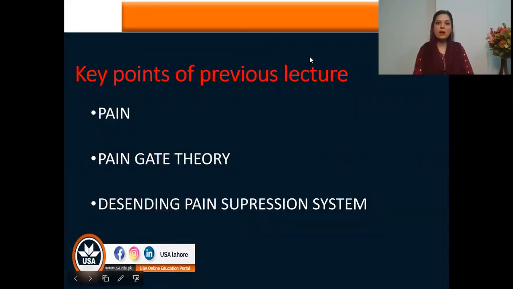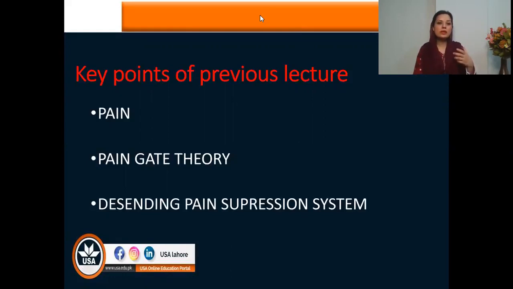Previously, we have studied pain. What is pain? Pain is an unpleasant sensation that a person experiences, and with this complaint, he or she comes to the physiotherapist and to the doctor. We have different physiotherapeutic modalities by which we can reduce pain. We went through the pain gate theory, how we can close the pain gates by stimulating the mechanoreceptors, chemoreceptors, and thermoreceptors.